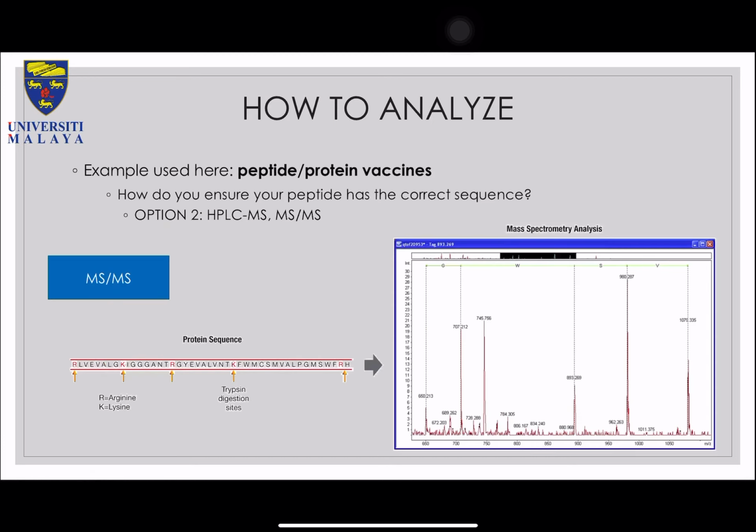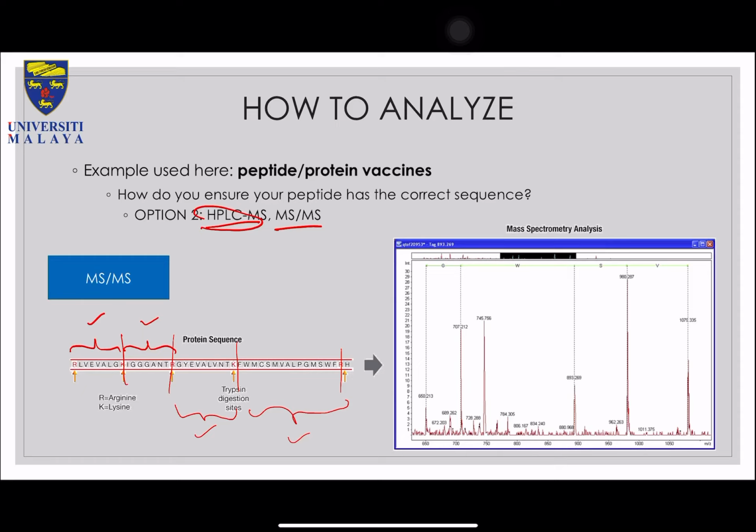Number two, we looked at the second option, which is HPLC mass spectrometry, or tandem mass spectrometry. In summary, following your digestion, you can run HPLC-MS to look at all the mass fragments that you can get. For example, the one on the bottom left-hand side shows the probable sequences. If your protein is very long and you digest it, you get smaller fragments, and these are all the fragments that you will see if you run a mass spec.